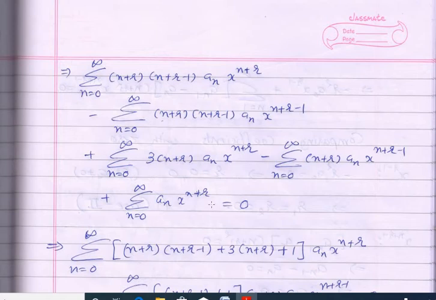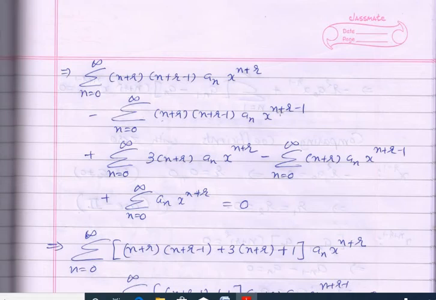Now what we are going to do is, we are going to combine the terms with x^(n+r). So this one is the first, second one is this, third one is this. So a_n x^n is common out, and we will have [(n + r)(n + r - 1) + 3(n + r) + 1] a_n x^(n+r).